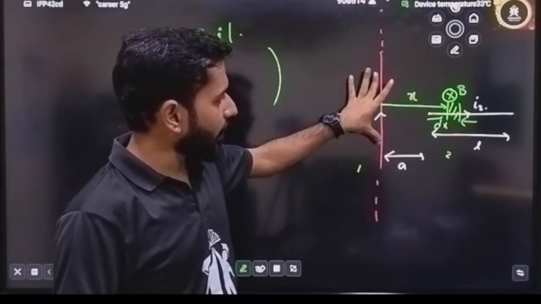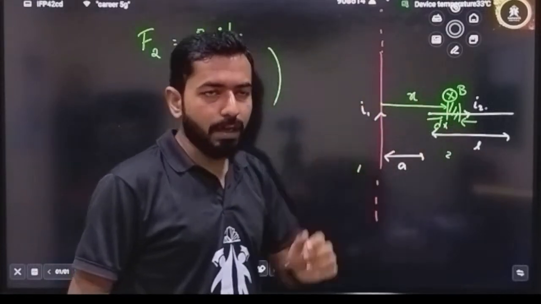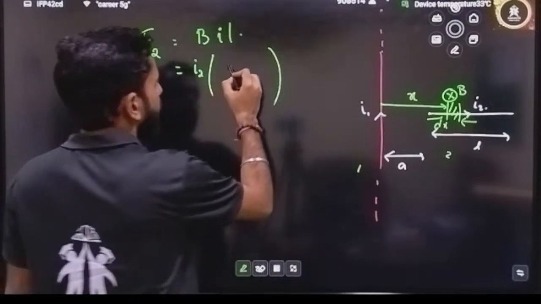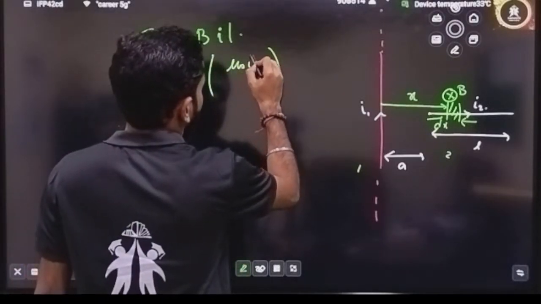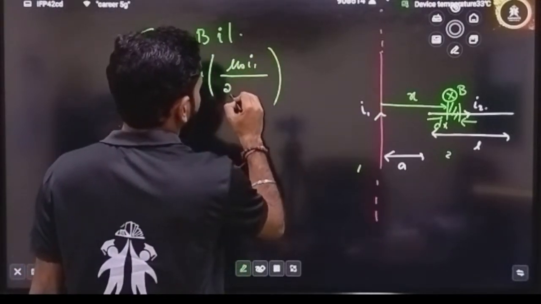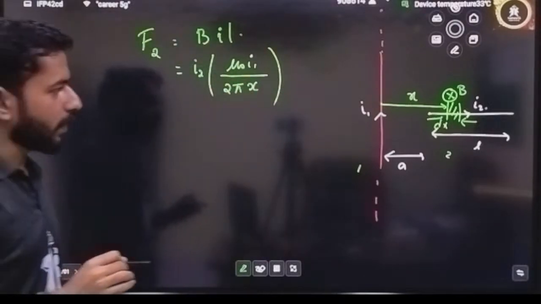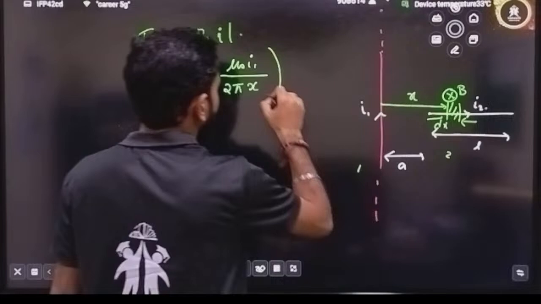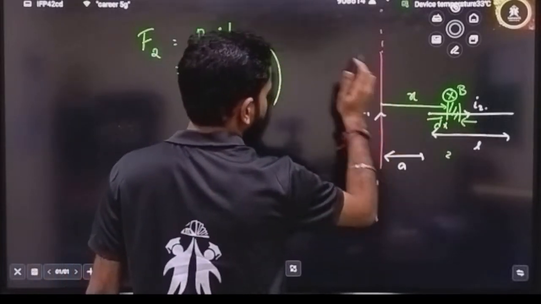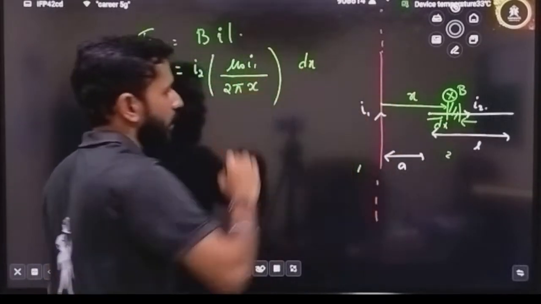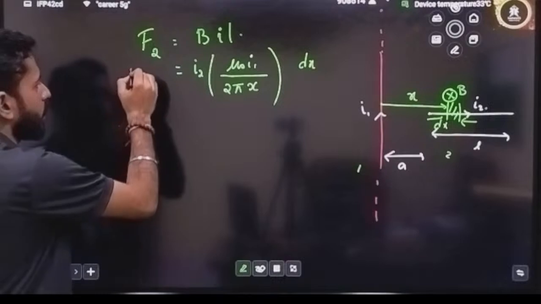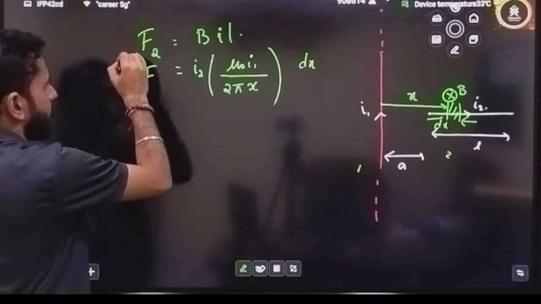And what is the effect of this infinitely long wire for this small element? How will you be writing? What is the formula? You will be writing mu naught I1 divided by 2 pi x. This is the formula. Because the distance we have taken is x, into what is the length? We have taken a length of dx. And this is the small force that is experienced.